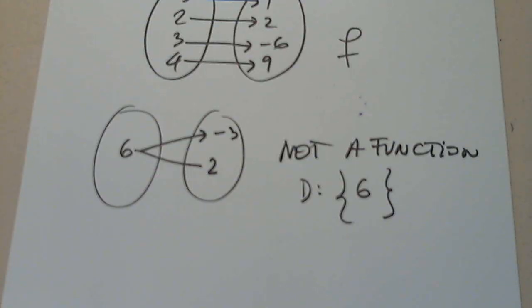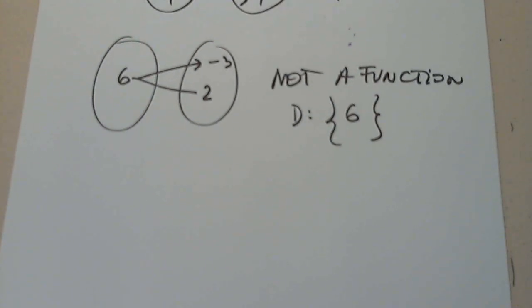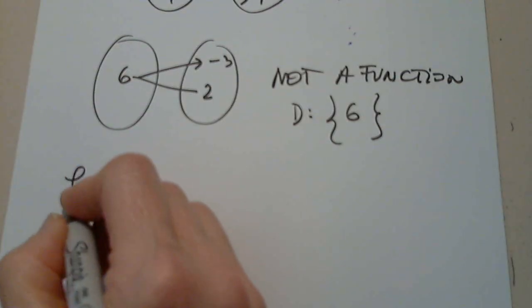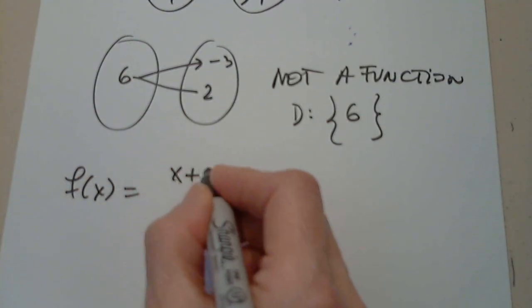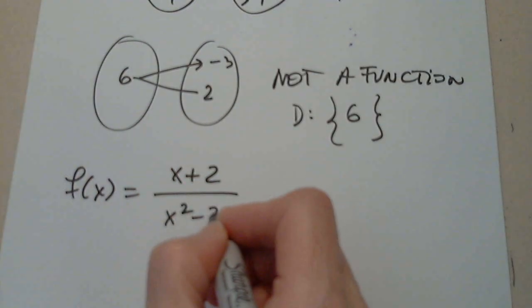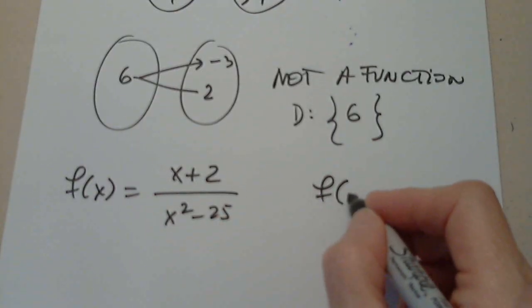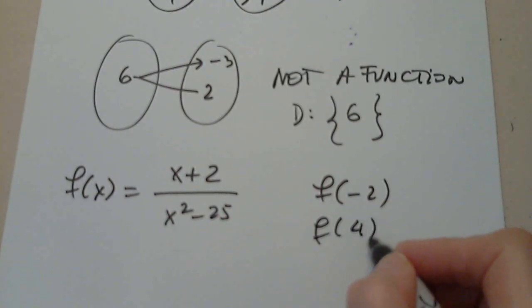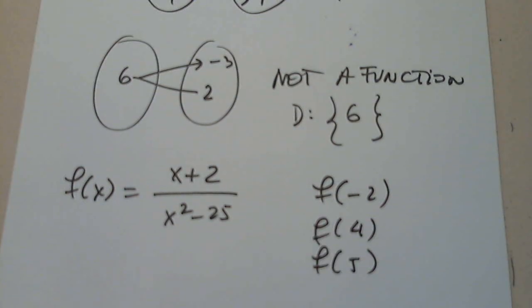Evaluate the function for the indicated values. We've done this, but I'd like to do more. So we have f of x equals x plus 2 over x squared minus 25, and they want us to find f of -2, f of 4, and f of 5.